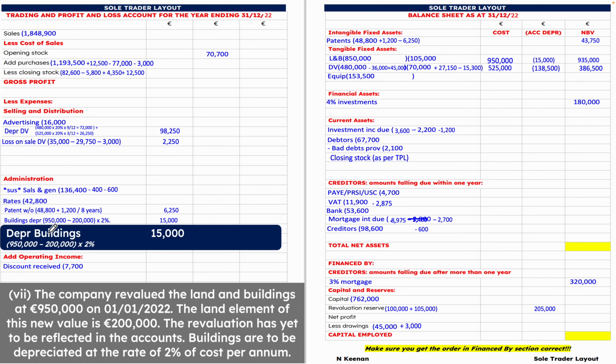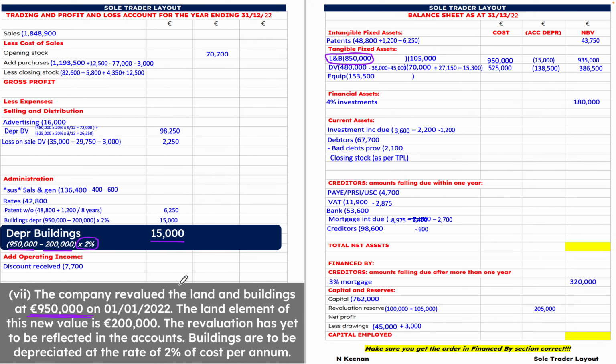The buildings were revalued at the start of the year, so we're going to use the figure that it told us here that they were revalued at on the start of the year. In the trial balance it did say 850, but it said that the revaluation hadn't been taken into account yet. So that 850 is actually 950. So the 950, we're going to take away the 200,000, right? That's 750, and we're then going to multiply that by 2%, and that will work out to be €15,000.